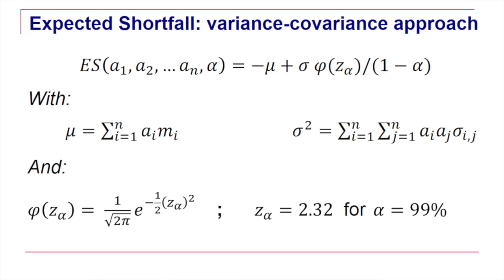You will see something quite similar to the formula that we saw for the value at risk. You recognize the mu, which corresponds to the expected return of the portfolio. You recognize the sigma, which is the volatility of the portfolio return. You recognize Z alpha, which is the quantile of the Gaussian distribution, equal to 2.3 something if you use a probability level of 99%. And here you have an additional function, phi, which is simply the density of a Gaussian distribution.